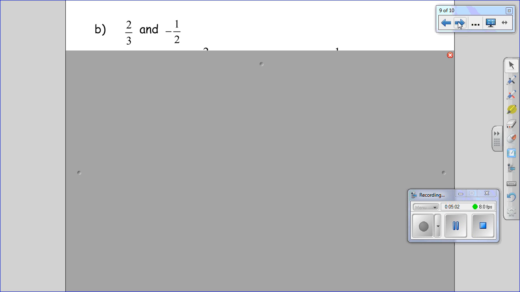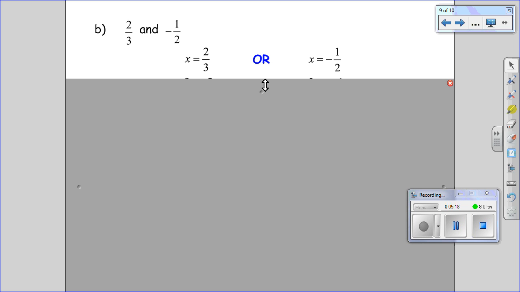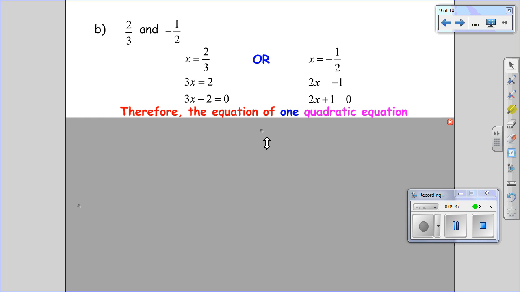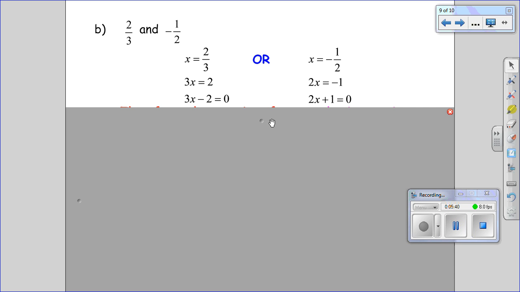If our roots are not nice numbers, so they're fractions, they're rationals, it's not really that much different to find a possible quadratic equation or to state the family of quadratic equations or the family of quadratic functions. So for my roots, x is 2/3 and x is -1/2. For x equals 2/3, I can multiply both sides by 3 to eliminate the rational. And for x equals -1/2, I'm also going to multiply, but I'm going to multiply by 2. Then I need to move the constants to the left side of the equation. And I end up with 3x minus 2 equals 0 and 2x plus 1 equals 0.